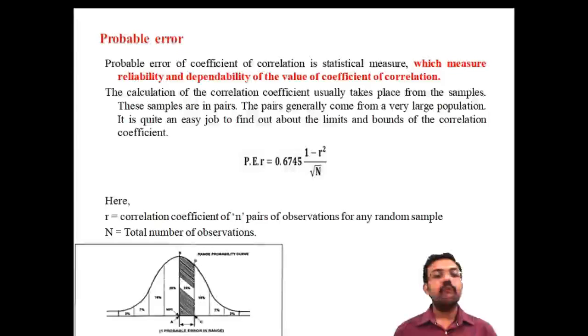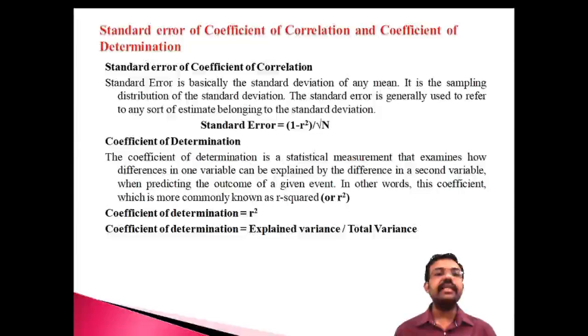And after that, what is the probable error? A probable error is a statistical measure which measures the reliability and dependability of the coefficient of correlation. The formula is probable error equal to 0.6745 into (1 minus r square) divided by root n. R is the coefficient of correlation, n is the number of observations. And another one is the standard error. The standard error is the standard deviation of any mean. The formula is (1 minus r square) divided by root n. That is the standard error.